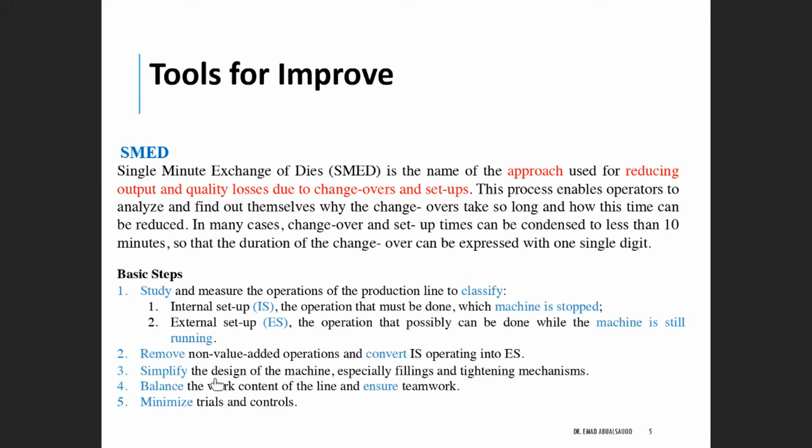Try to have, for example, if you have machines, simple mechanisms for tightening and adjustments, balance the work content of the line, and ensure teamwork. As we said, sometimes it's the number of resources, the number of people working on that issue. If you increase it, that will reduce the internal setups, put them to the minimum, and minimize the trials.